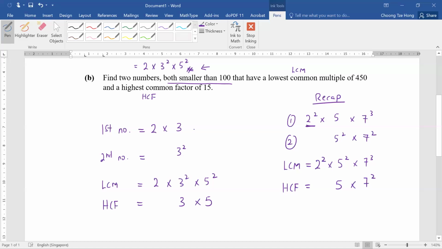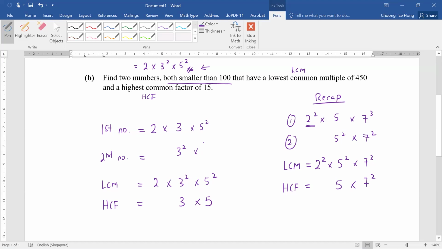Then the next one, first number and second number, let's look at the 5. One must have 5 square, the other will have 5. So let's try to put the 5 square here. Then we will have 9 times 25, which will obviously be more than 100. So the 5 square cannot be here. How about we put the 5 square over here? Then you will have 2 times 5 square, which gives us 50. 50 times 3 also cannot. So there's no place to put the 5 square.